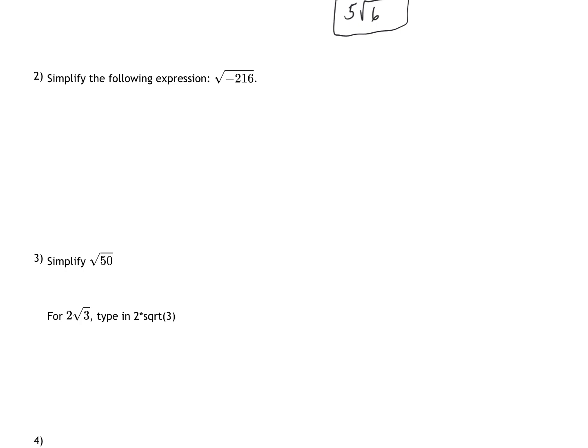For number 2, we have the square root of negative 216. So first thing I would do is make note of this negative under the radical. So that's going to come out as an i. Then I would do the factor tree for the 216. So 216 is even, so I'm going to go ahead and divide it by 2. So that'll be 2 and 108. 108 is even, so I'm going to divide it by 2. So that's 54.